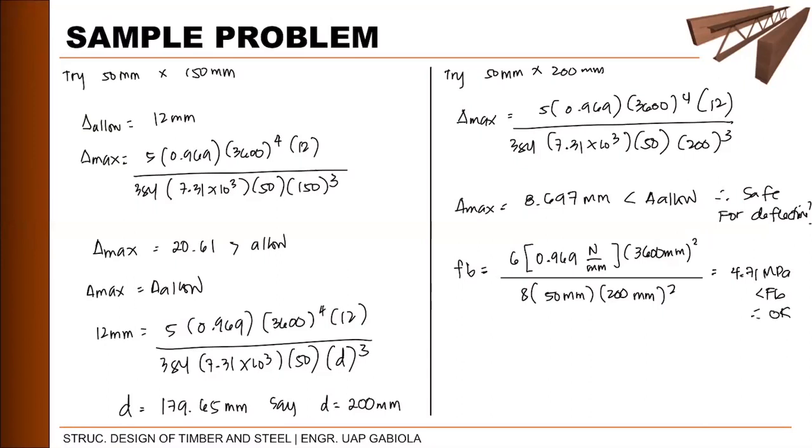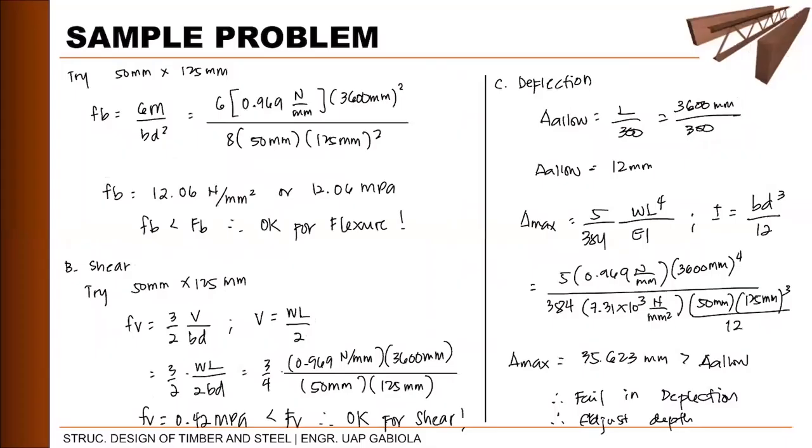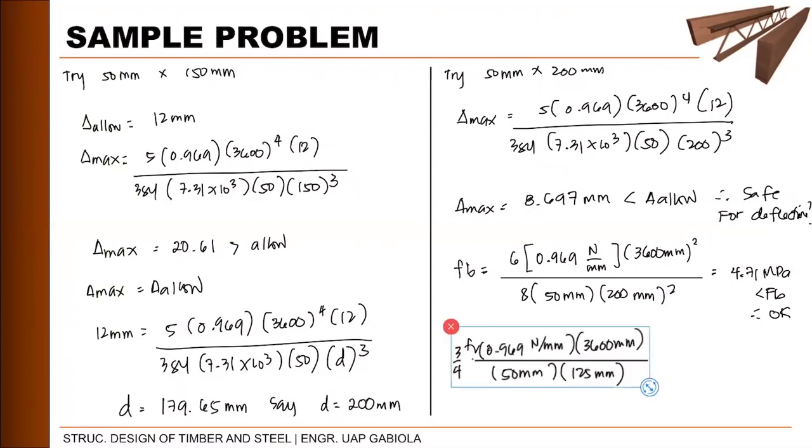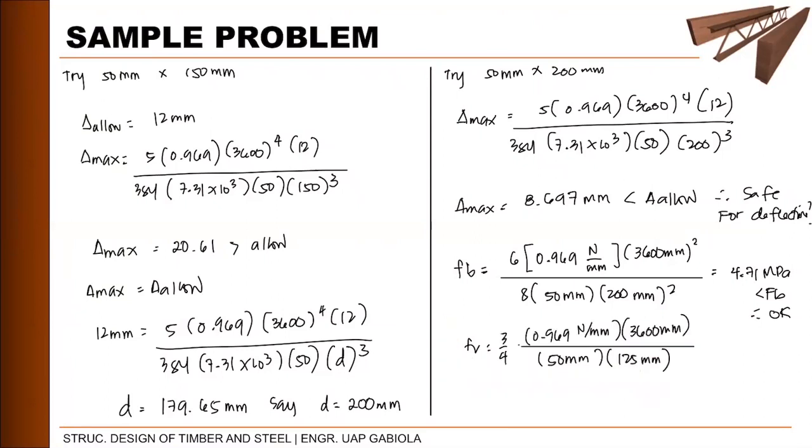Okay. Dun sa FB natin, that is 3 halves WL. So, copy ko na lang yung nandun sa previous slide. So, ito yung value na yun. Papalitan lang natin ang value ng D, which is dapat siya ay 200. Okay, so ito yung value niya. And then, papalitan lang natin yung depth. Gawin natin 200.